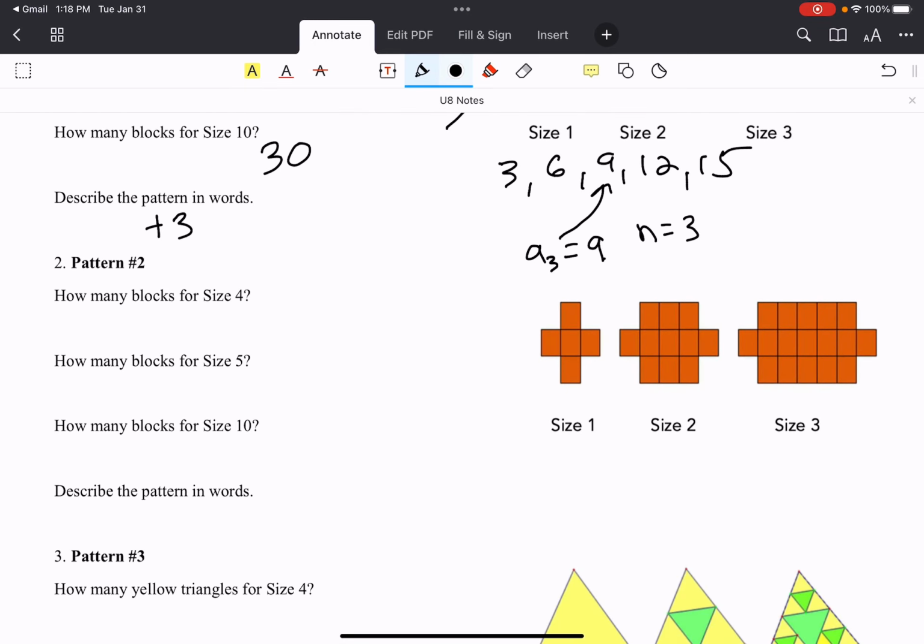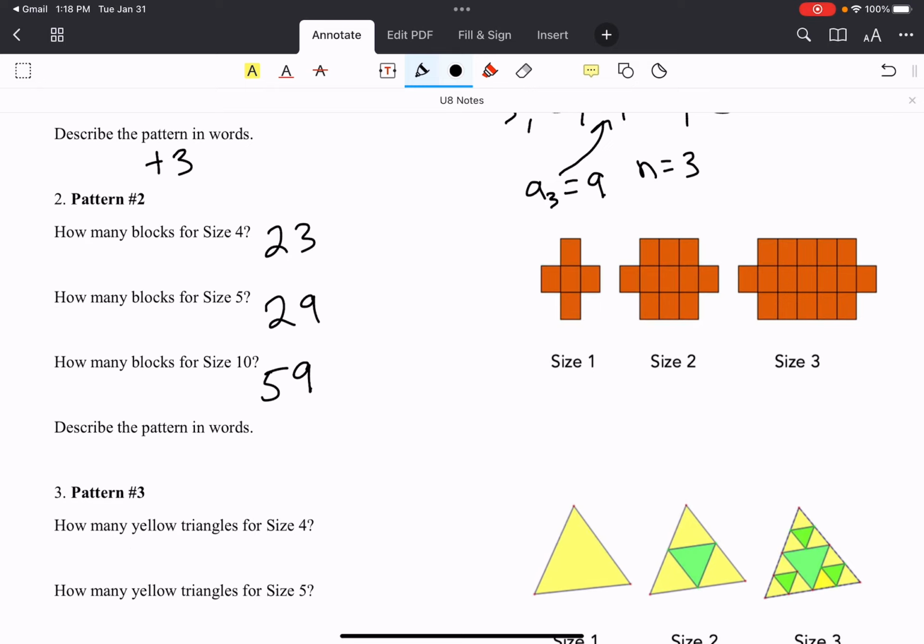How many blocks for size 4 on this one? 23? 29? I think it's 59. Okay, let's try, describe the pattern in words. Just adding 6 each time. You're adding 6 each time.